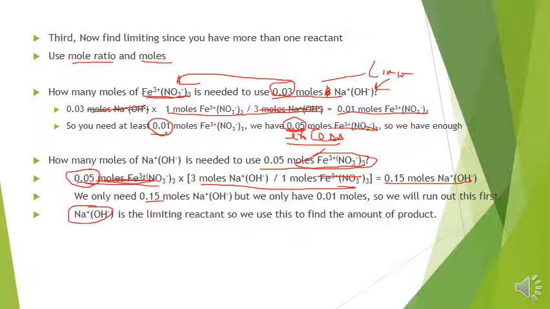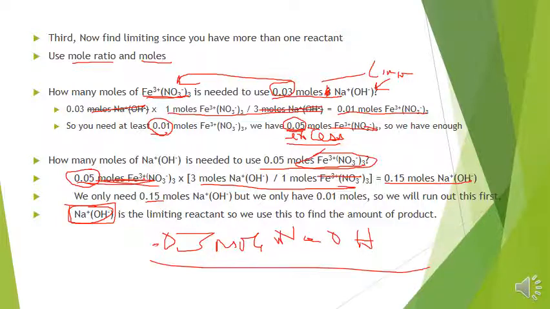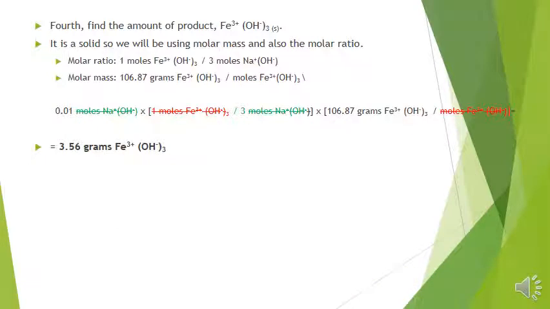So it doesn't matter which one you use. Actually, if you do both of them, that's good, but it has to make sense. All right, so my limiting is going to be the sodium hydroxide. So I'm going to use the 0.03 moles of the sodium hydroxide to figure out my product. Okay, I'm not going to be using the iron nitrate, because we're not going to be using it all up. We're going to be using all this up right here. All right.